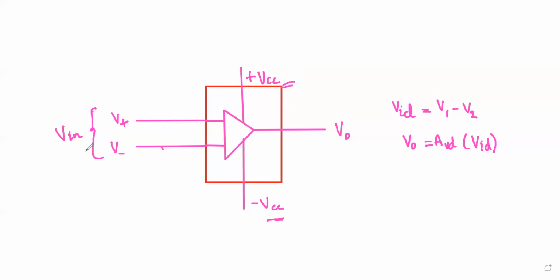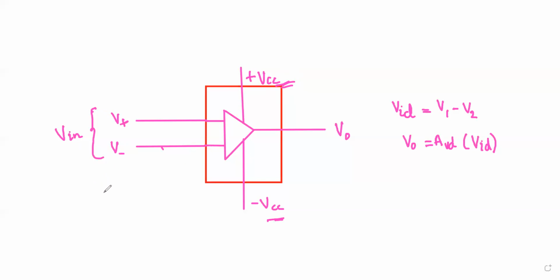Here we are going to give the input in two ports, V plus and V minus, and also we are going to get an output, V output. An op-amp is going to amplify the power, and for that amplification, it's going to use the power we provide with VCC and minus VCC. So this is for power and this is for input.